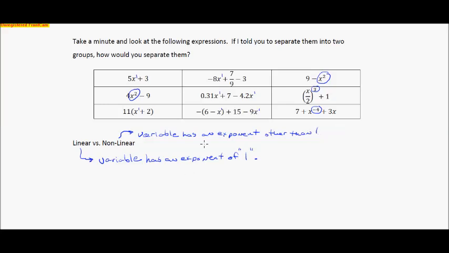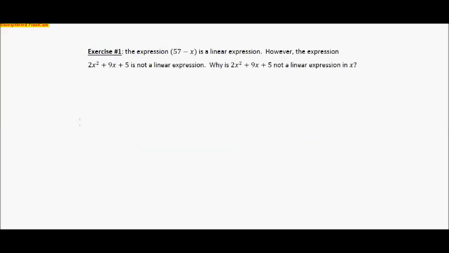Okay, so that's a big difference between these two, and the expressions we look at today, I believe, are mostly linear type, because you don't get into nonlinear type until 9th grade math or much later in this year. Alright, so let me take that off of here and switch up to exercise number 1, and it simply says the expression 57 minus x is a linear expression. That goes along with what we just said. This variable, this x, has an exponent of 1.